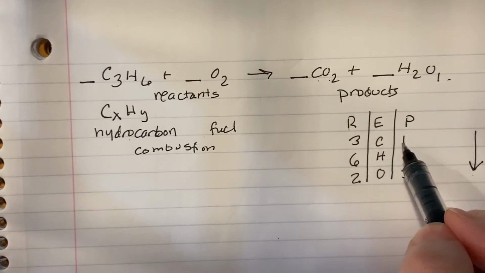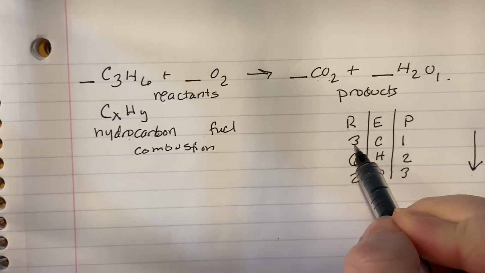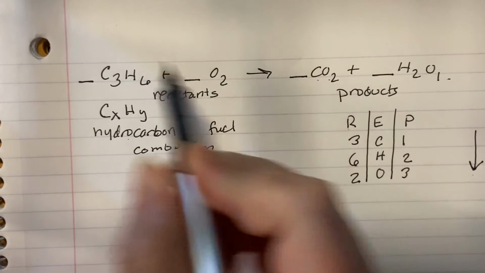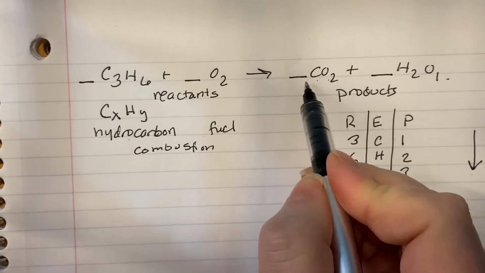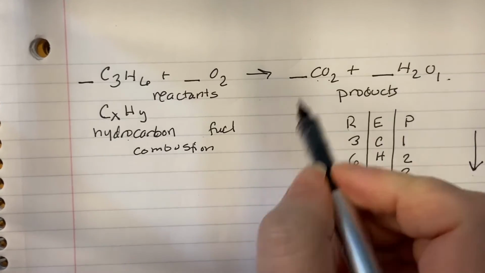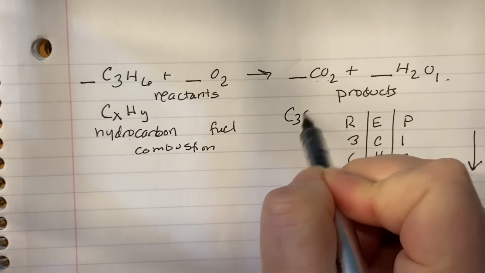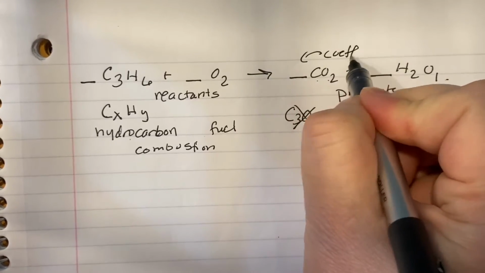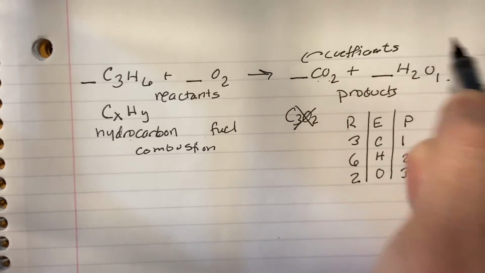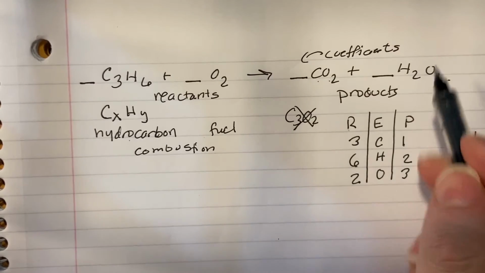And so I start with the C first. I always go to the side that's lower, so I'm not going to change the left side. I can't take away carbons. I go to the side that has less, and I have to up it to 3. I can't make it C3O2. That doesn't exist. I can only change the coefficients. Once the formulas are written, you can only change the coefficients.